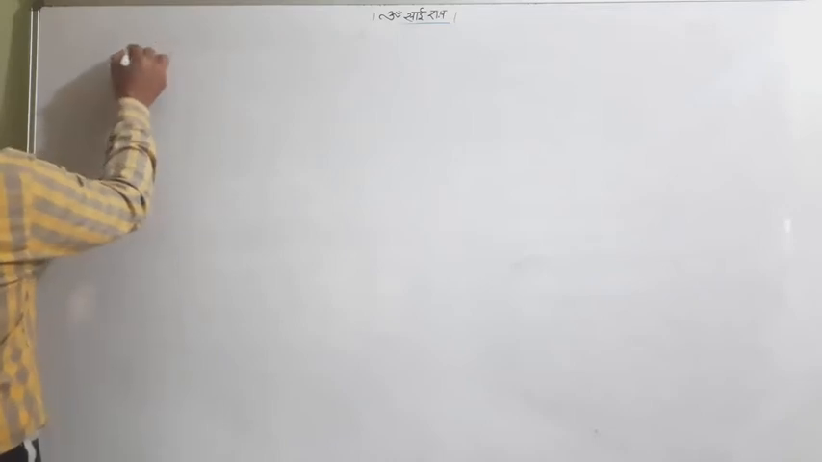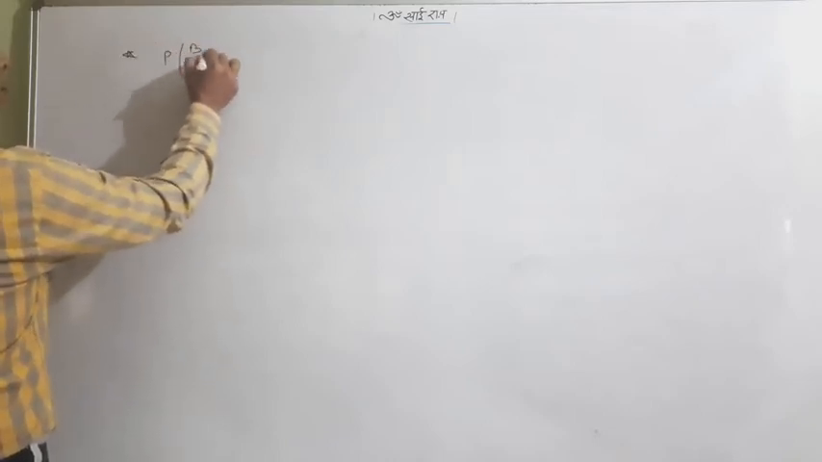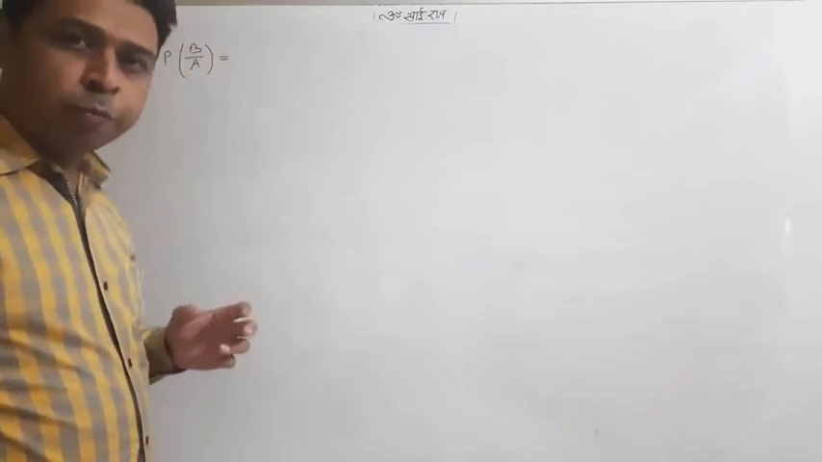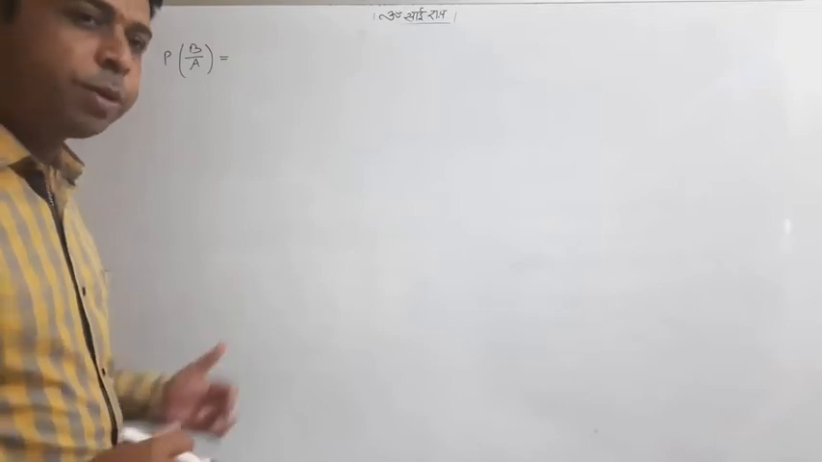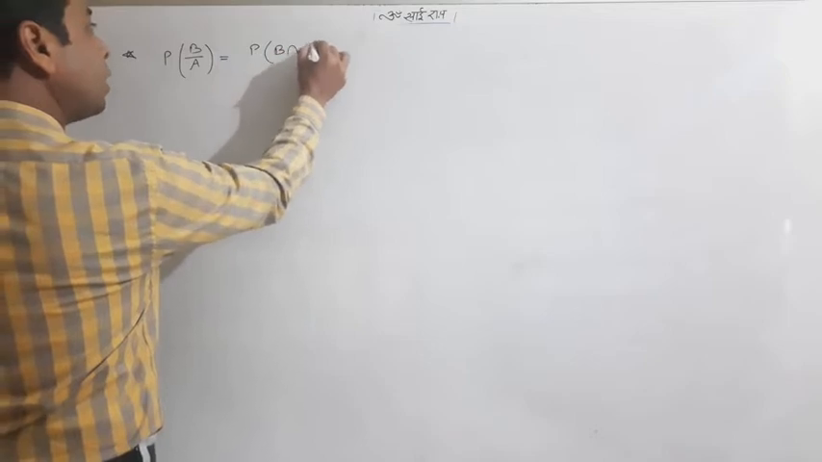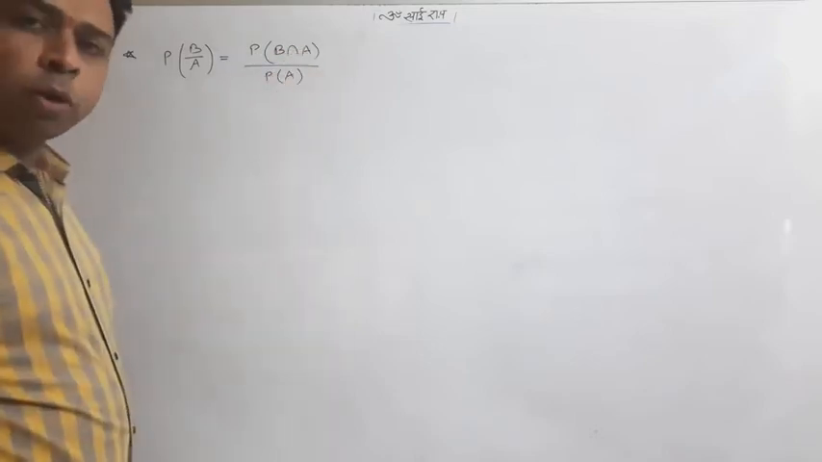What is conditional probability? I taught you. Suppose I write here B upon A. And if I simply ask you what is P of B upon A, you know it, I think. P of A upon B, we read it. It's P of B upon A, which means P of B intersection A upon P of A. That formula we've already seen.